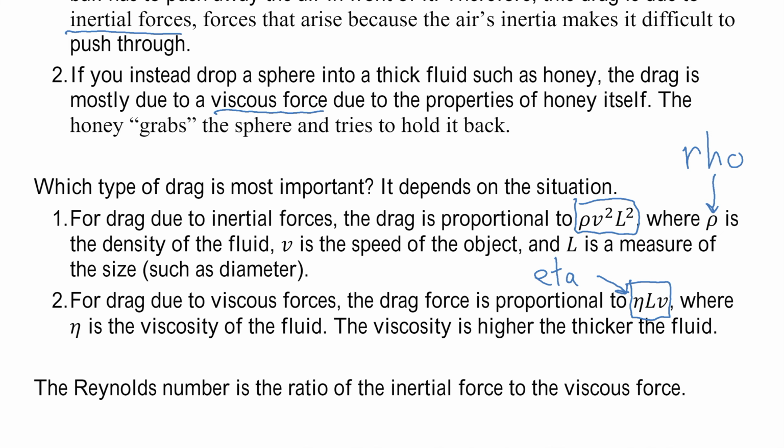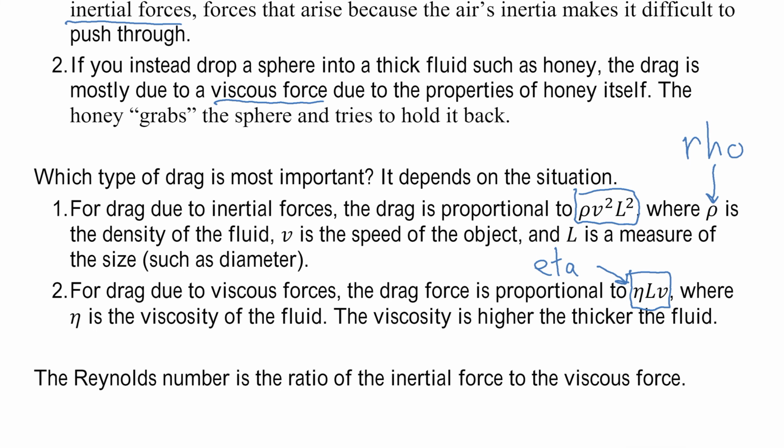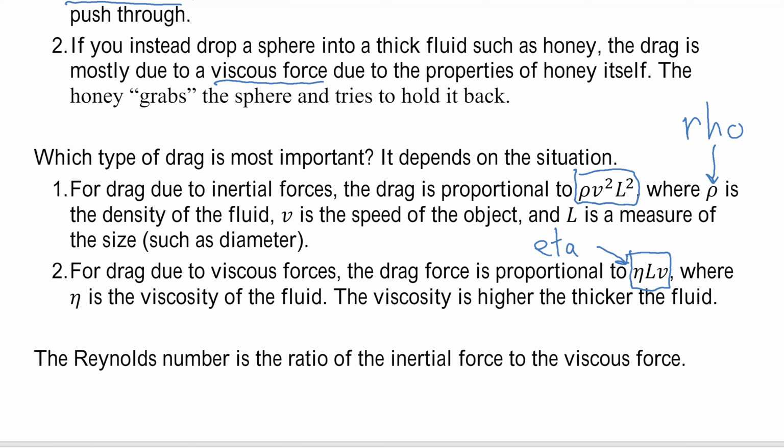So the Reynolds number, remember at the top of the screen here, Reynolds number was the header. The Reynolds number is the ratio of the inertial force to the viscous force. So the inertial force is proportional to this expression, and the viscous force is proportional to this expression. And what we're going to do is calculate a Reynolds number by making a ratio of those two ideas, okay? And then we're going to talk about what it means when I have a high Reynolds number, what it means when I have a low Reynolds number. And that will answer your question on which one is more important.